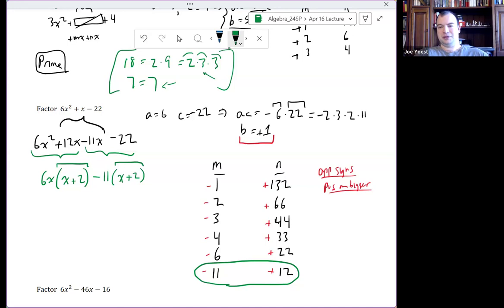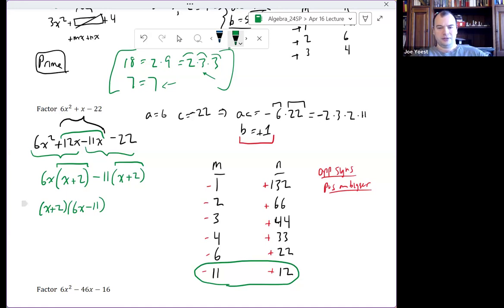That is the reason that we went through so much trouble to figure out exactly how to break up this middle term. We broke it up in exactly the right way that when I factor the first two terms and the second two terms, I'm left with, again, a common factor. I pull this x plus 2 out, and I get x plus 2 times 6x minus 11.